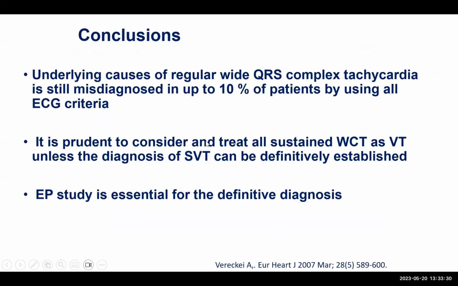So for the wide QRS complex part, the underlying cause of a regular wide QRS complex tachycardia can be misdiagnosed in up to 10% of patients, even when using all the ECG criteria mentioned. And if you are not sure about a sustained wide QRS complex tachycardia, it is better to treat it as VTAC until you are sure this is SVT with aberrancy or another differential diagnosis. And sometimes an EP study is essential to have a definitive diagnosis. Any question about the wide QRS complex tachycardia?